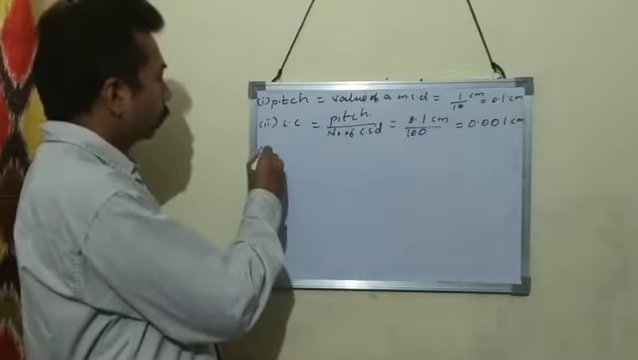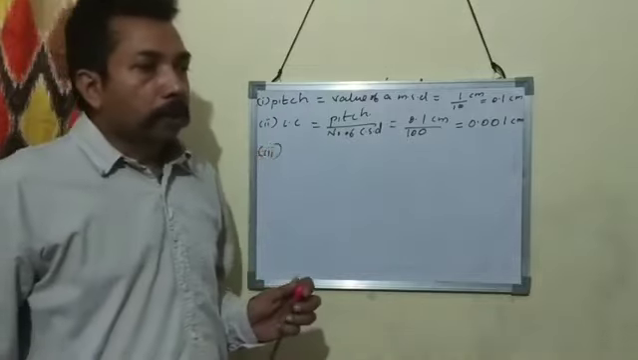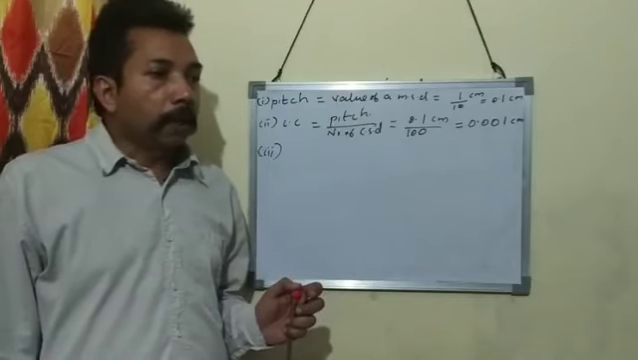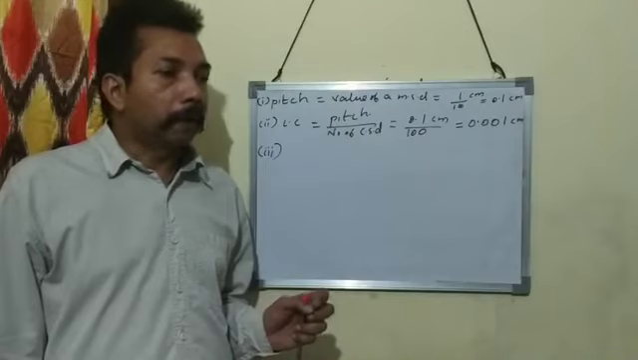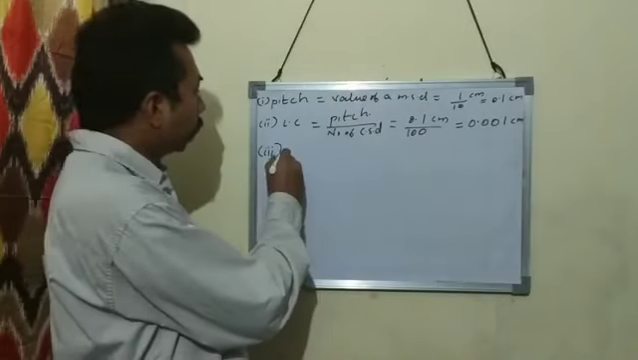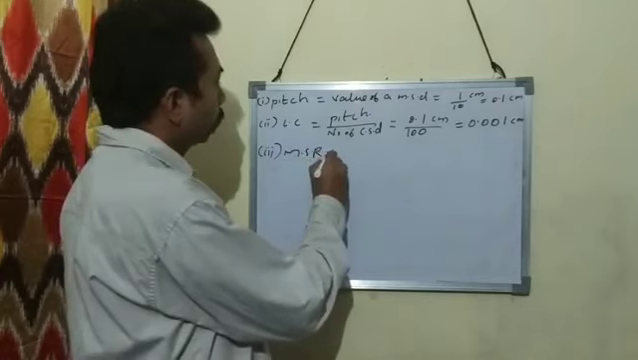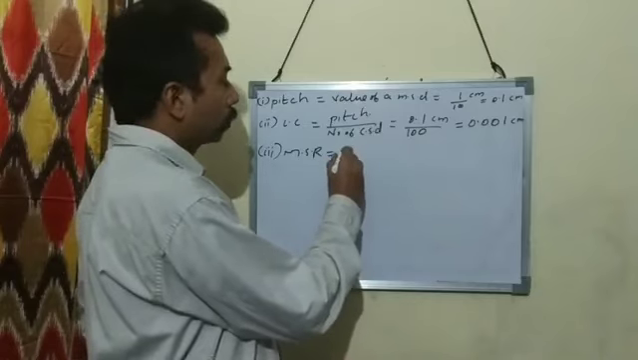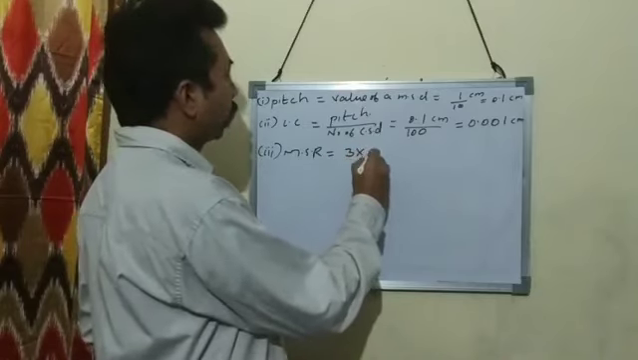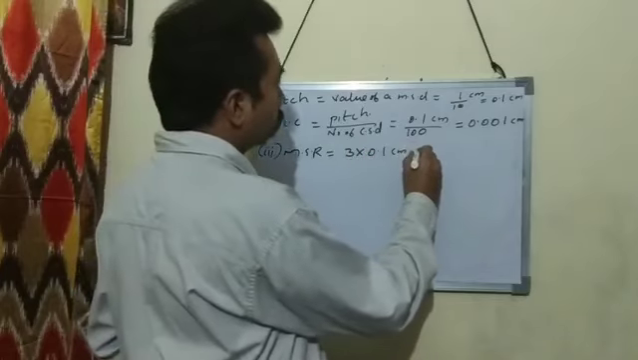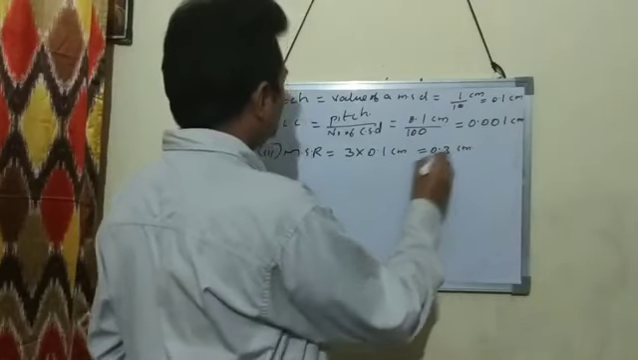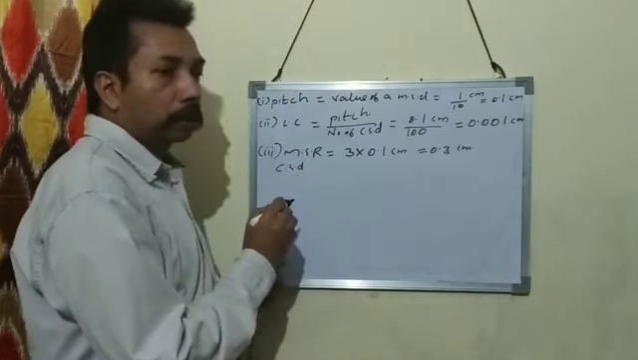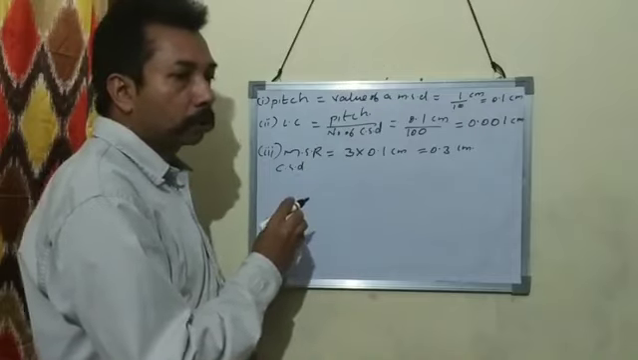Now the third part. See the question. The reading on the main scale is the third division. So the main scale reading is main scale division coinciding into pitch, which is 3 into 0.1 centimeter, that is 0.3 centimeter. Then the circular scale division coinciding. Which circular scale division is coinciding? 48.